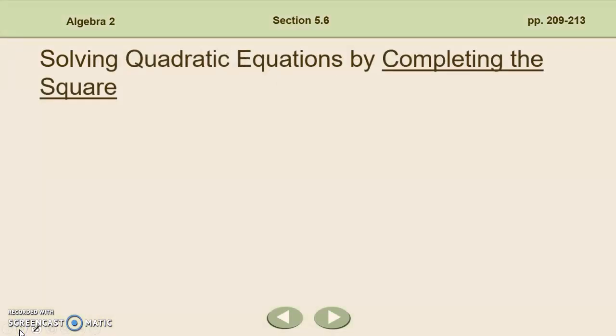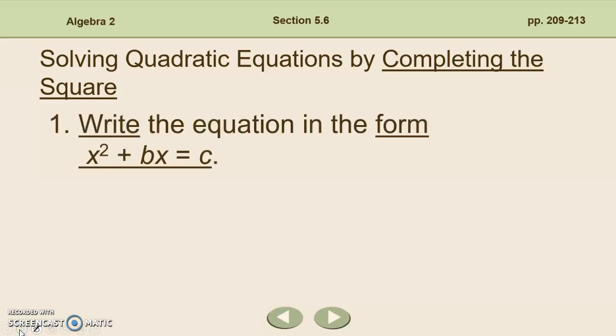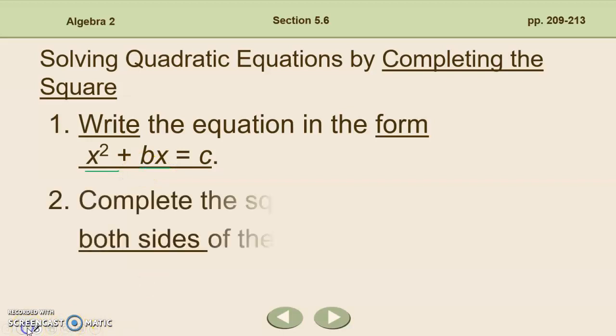So let's take a look at this step-by-step process now. I've talked you through it, but let's see it in writing while we complete these steps for completing the square. First, we're going to write the equation in the form x squared plus bx equals c. So we want our constant on one side, and we want our x squared, our quadratic term, and our linear term on the other side.